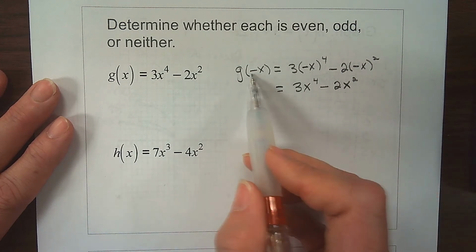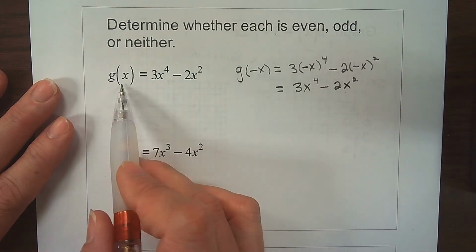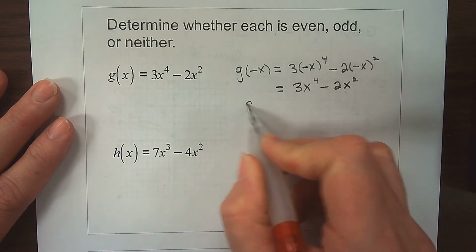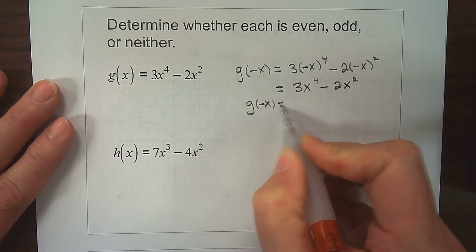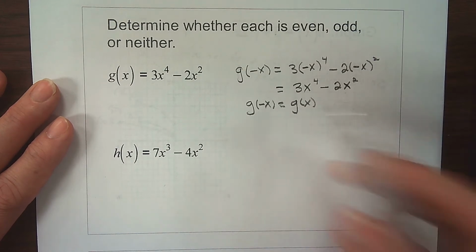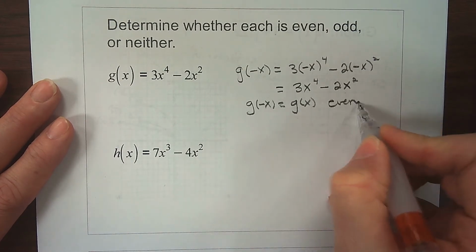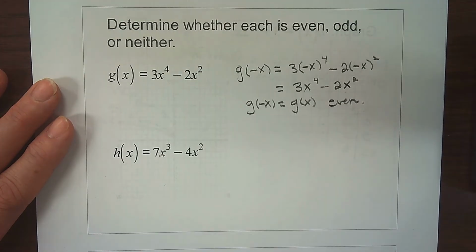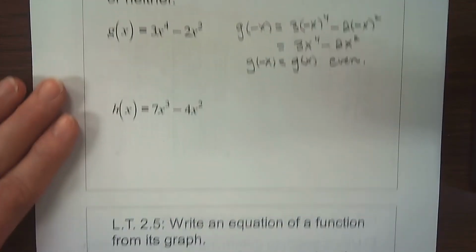Oh, g of the opposite of x looks exactly like the original that I started with. g of the opposite of x equals g of x. And remember, that meant that the function was even, or in other words, symmetric with respect to the y-axis. All right, let's take a look at another one.